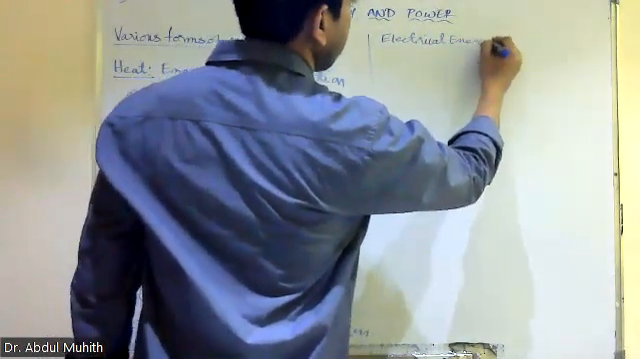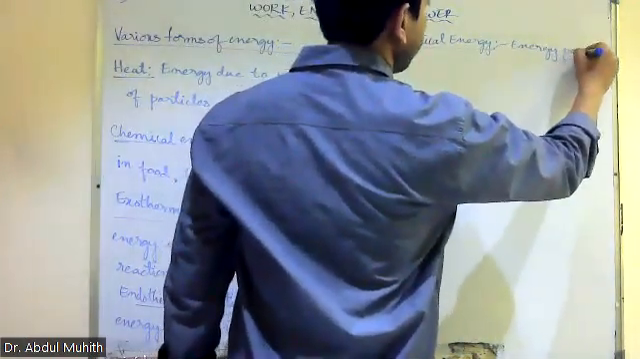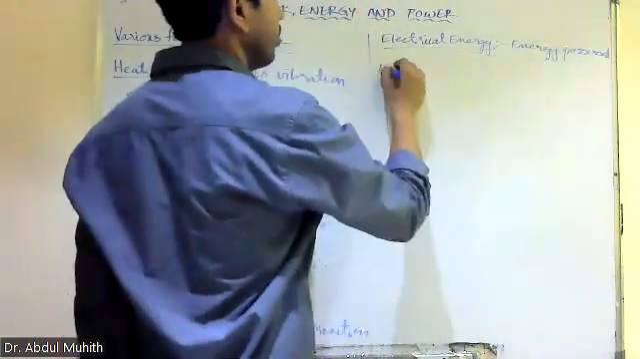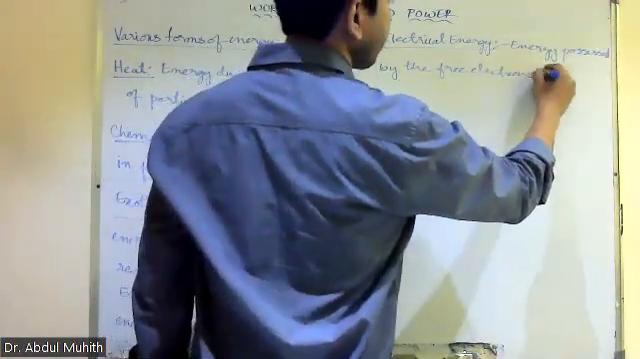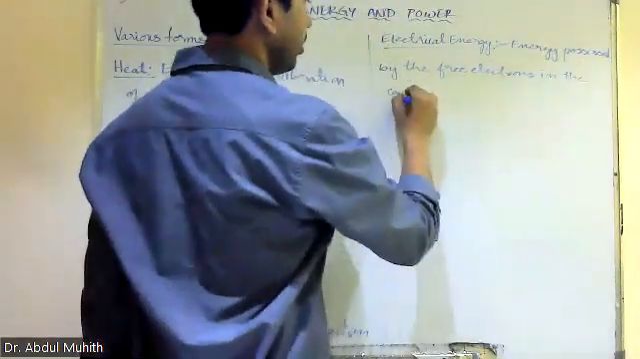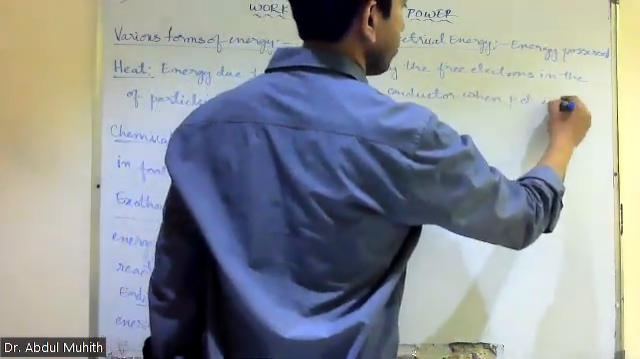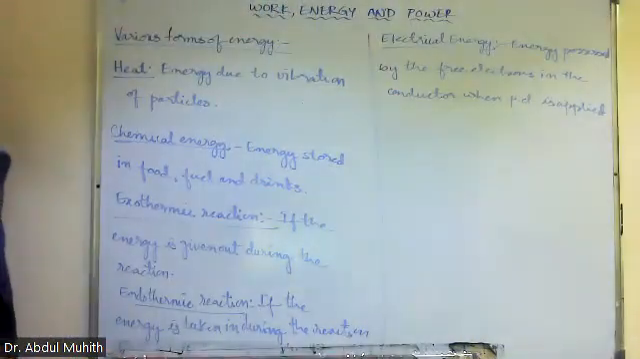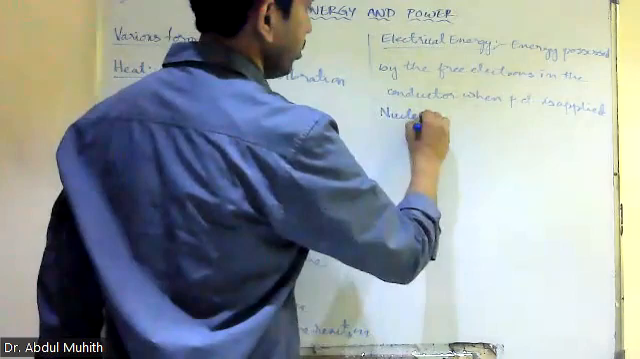Next is electrical energy. Electrical energy is energy possessed by the free electrons in the conductor when a potential difference is applied. Next is nuclear energy.